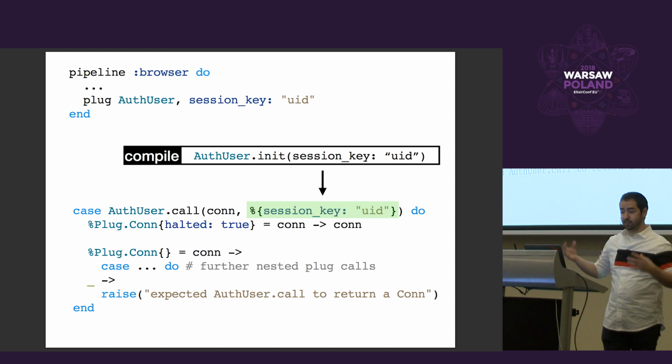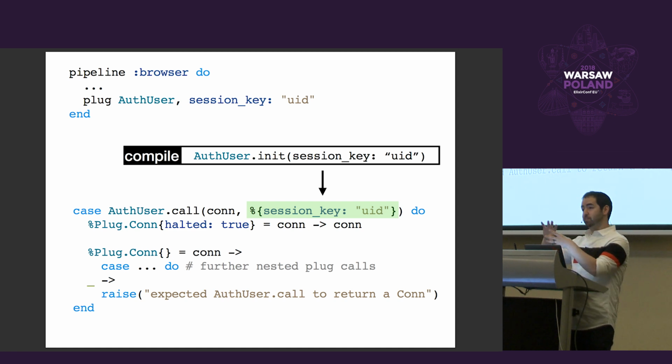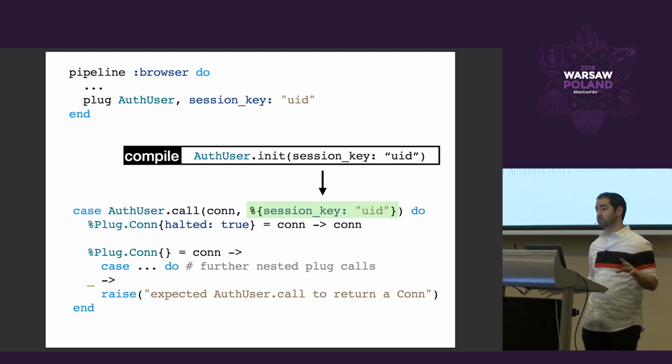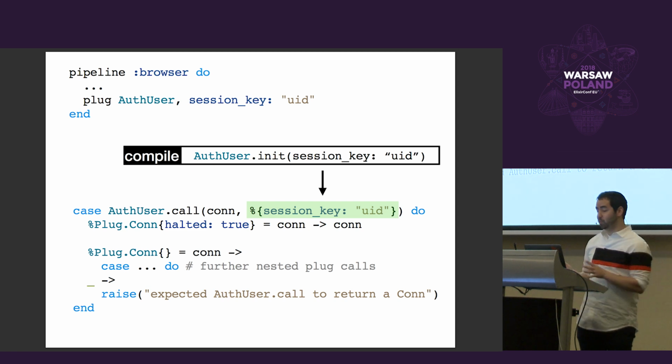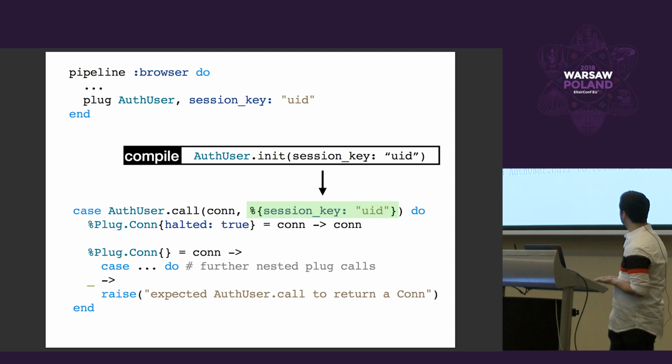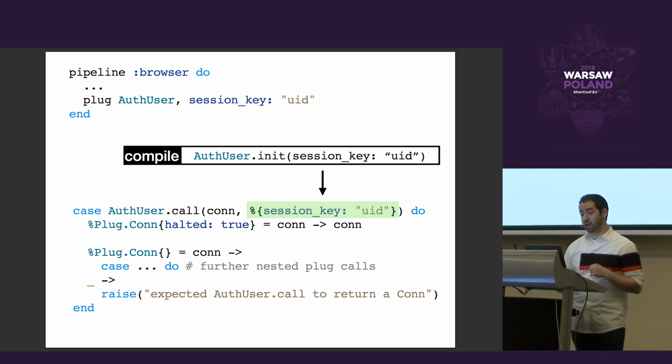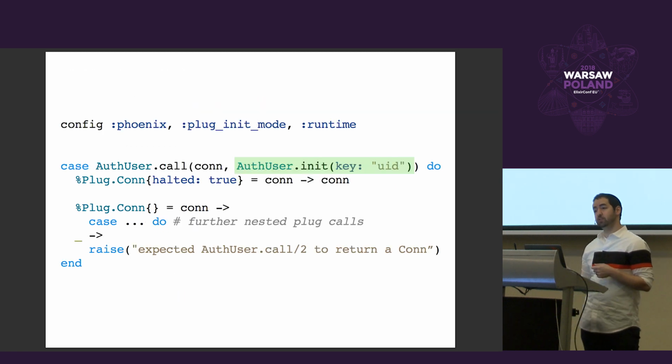And your accounts context is going to do something with your accounts user schema, and that could potentially cause cascading compiler references to a large part of your application by seemingly changing just one line of code in this plug. So that was unfortunate, but we want this optimization, right? So what we introduced is in plug, we now have a plug init mode option.